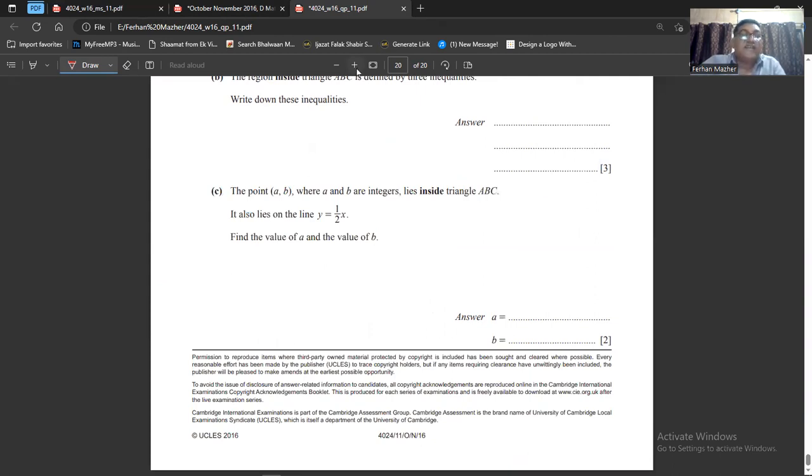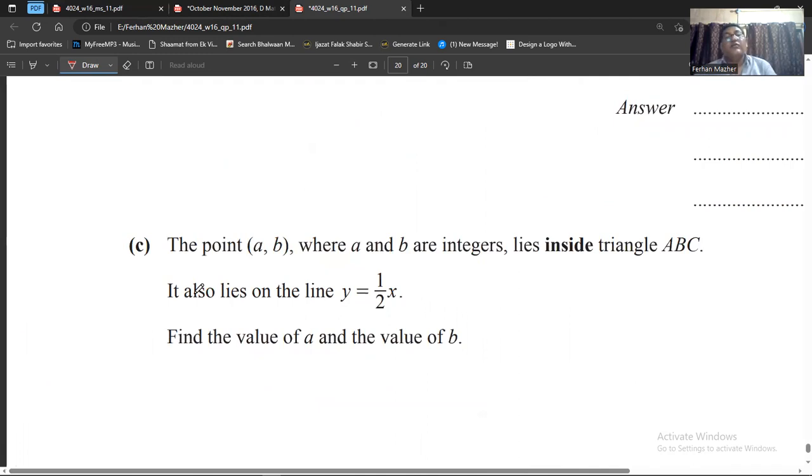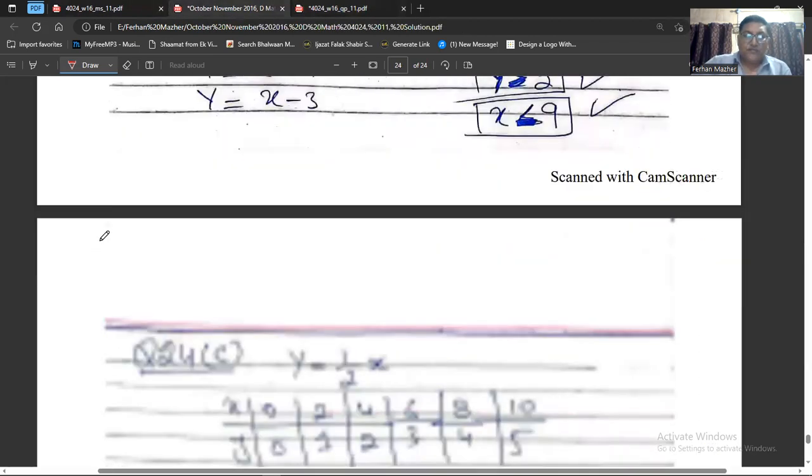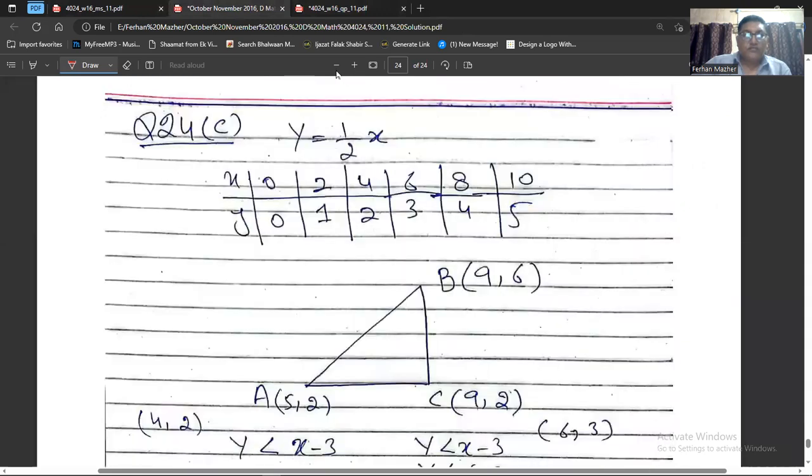Here in the C part, he says the point (a, b), where a and b are integers, lies inside the triangle ABC. It also lies on the line y equals 1 by 2 x. So we need the values of a and b. They are integers. It lies inside the triangle ABC. These are the important conditions he's talking about. And it also lies on this line. Okay. So let's do it.